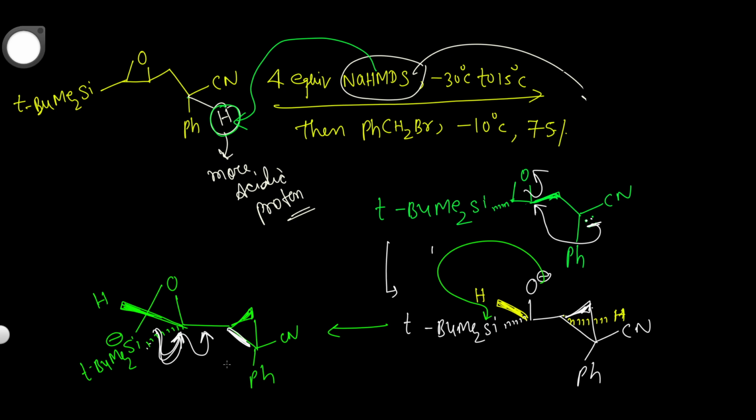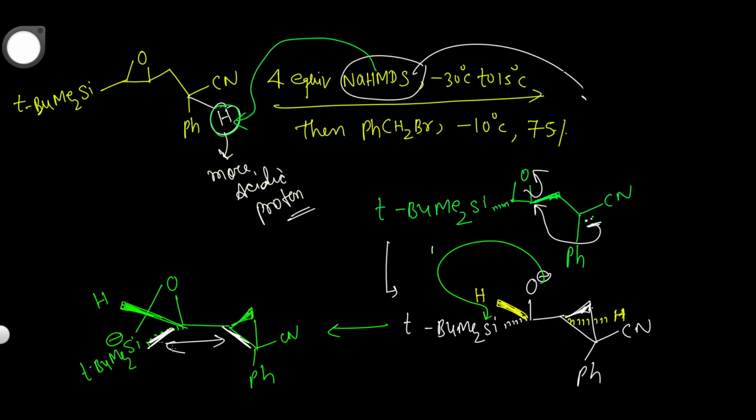But we have to do an anti-periplanar elimination. It means both bonds should be anti-periplanar, and then we can do elimination. Okay, so what we have to do, because now we have this bond and this bond, these two bonds are not anti-periplanar. So we have to first make them anti-periplanar, and then do the elimination.